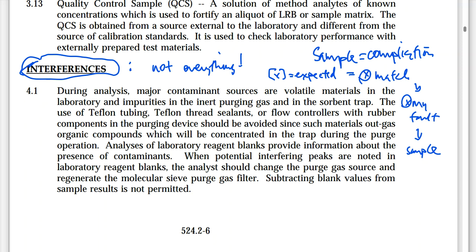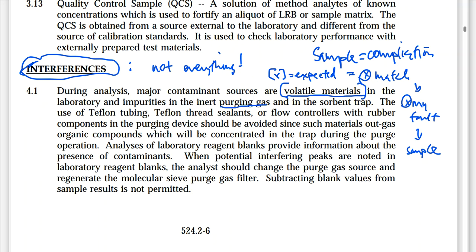It says, during the analysis, major contaminant sources are volatile materials in the laboratory itself and the impurities in the purging gas. So this is letting me know, listen, if I do this lab method in-house, then there is a chance that if I'm in the lab and there's other people in the lab doing other things, these other volatile materials that might be present, they are going to show up or possibly show up and weird out my data or my reports. So this is almost a way to say, make sure you're not doing anything else in the lab, or have a dedicated area where you're doing the sample prep, so that way you don't cross-contaminate or interfere with the signal.